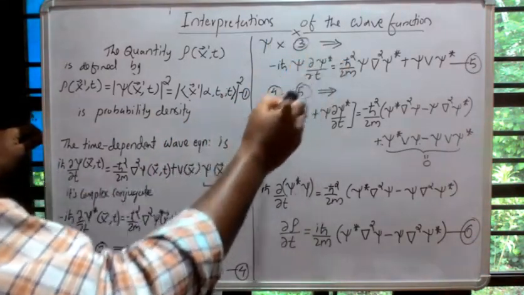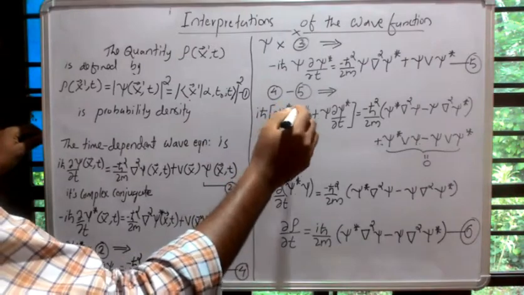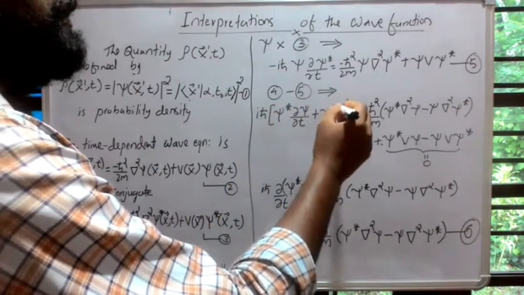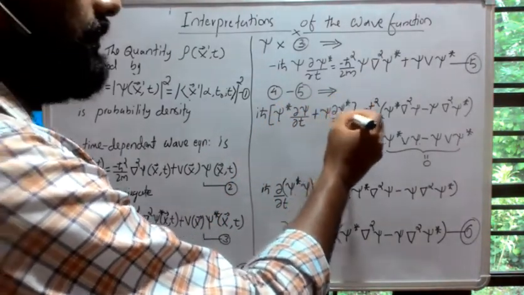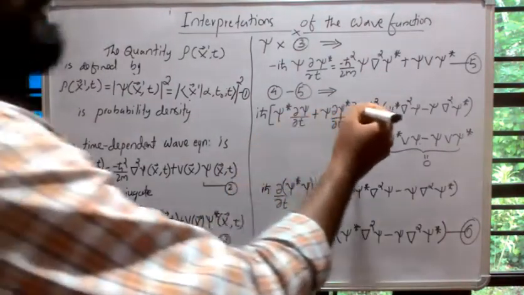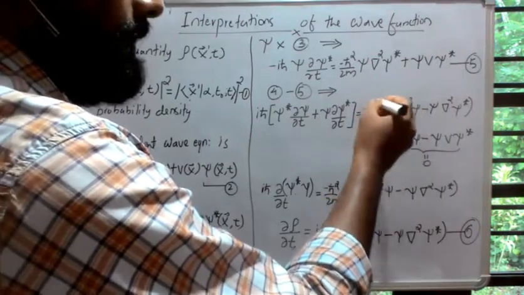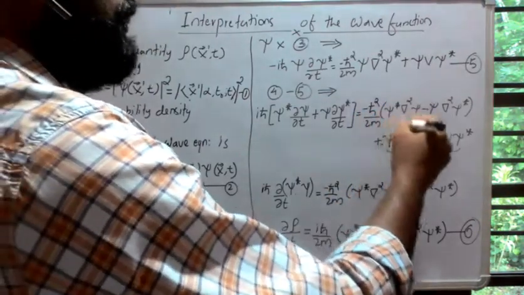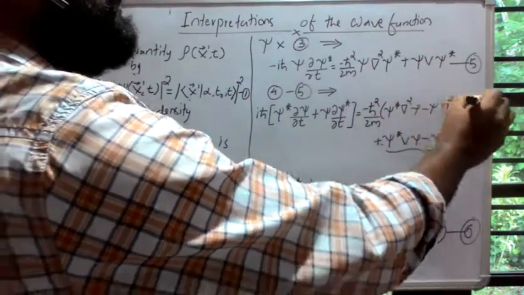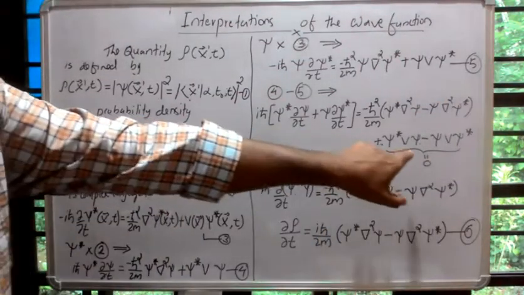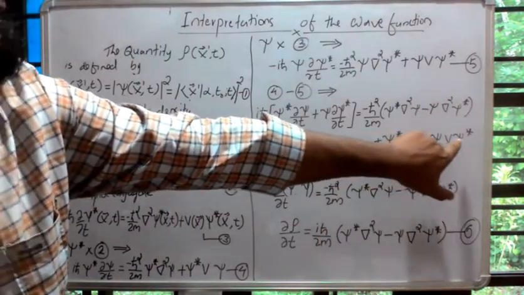When we subtract the left side of equation 5 from equation 4, we will get i h cross, psi star dou psi over dou t plus psi dou psi star by dou t. And that is equal to, on the right side, minus h bar square over 2m into psi star del square psi minus psi del square psi star, plus this term psi star v psi minus psi v psi star.